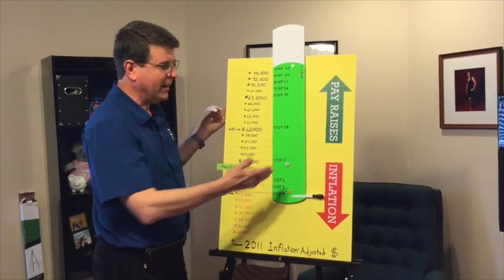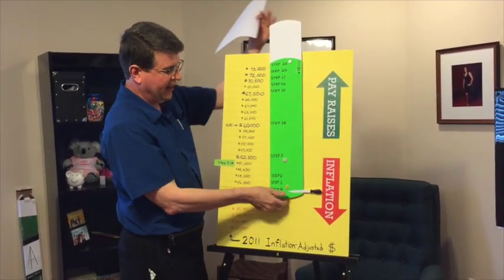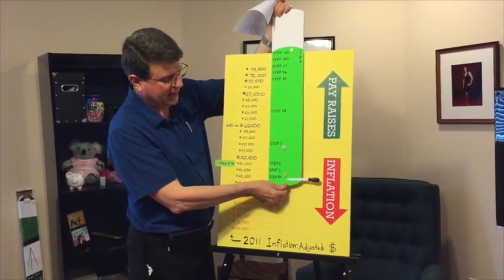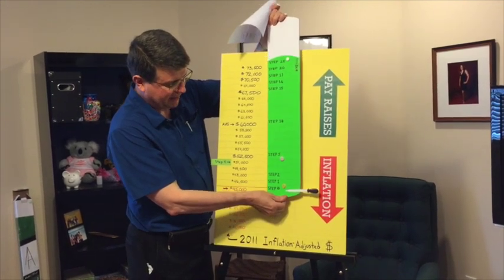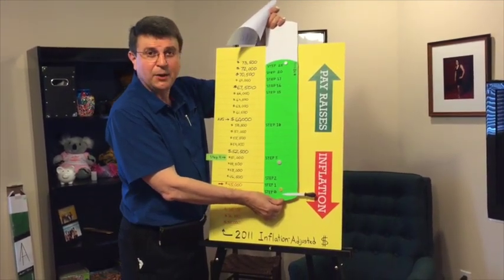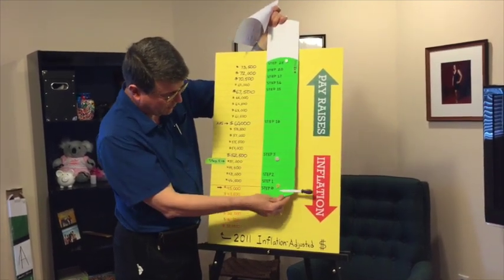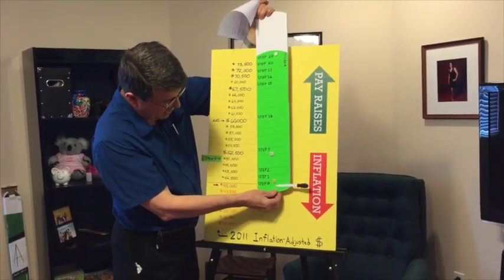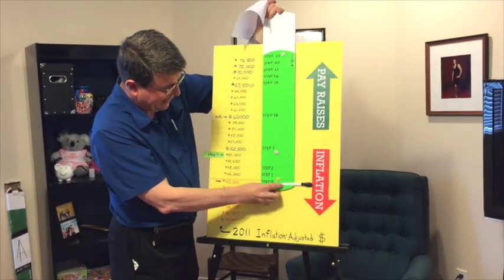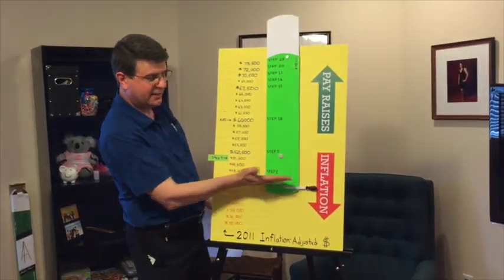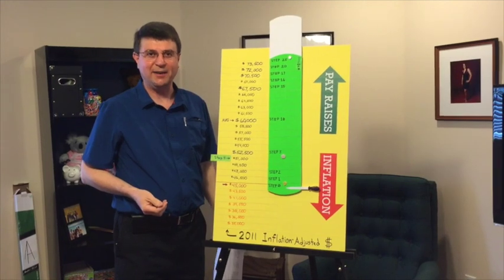So some years pay raises can be greater than inflation and the entire thing moves up. Some years pay raises can be less than inflation and the whole thing moves down. Or if the pay raise is exactly equal to inflation, we would call that a cost of living adjustment, and the cylinder would stay at exactly the same level.